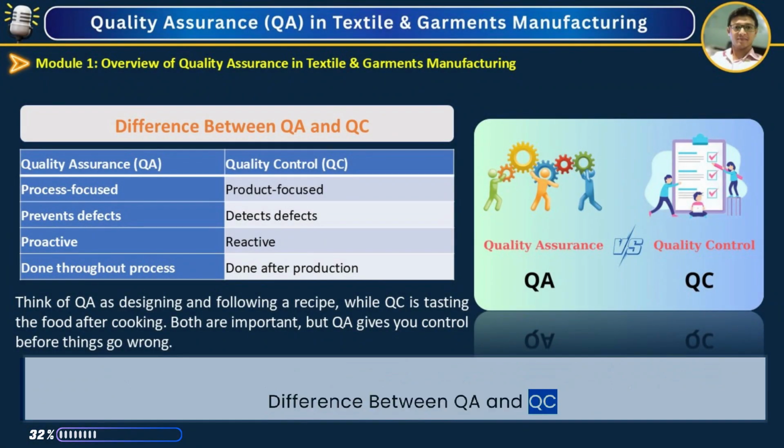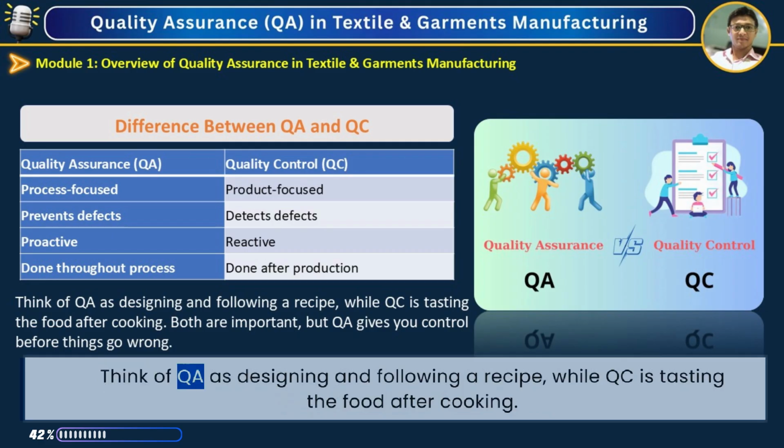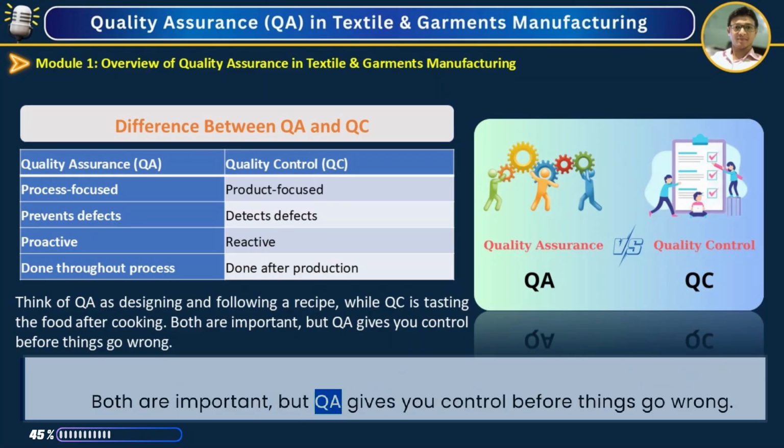Difference between QA and QC. Quality assurance versus quality control. QA, process-focused. QC, product-focused. QA, prevents defects. QC, detects defects. QA, proactive. QC, reactive. QA, done throughout process. QC, done after production. Think of QA as designing and following a recipe, while QC is tasting the food after cooking. Both are important, but QA gives you control before things go wrong.